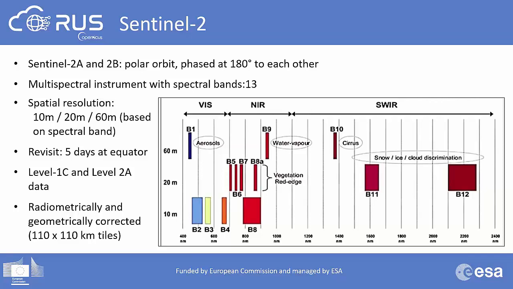The data are radiometrically and geometrically corrected and cut into 100 by 100 kilometer tiles. They are also resampled to a common global grid for better handling, and you can also download level 2A data that are already atmospherically corrected and are available over Europe since the spring of 2017 and globally since the end of 2018. These level 2A data are the ones that we will be using for this webinar.